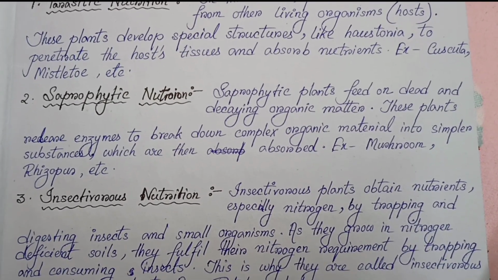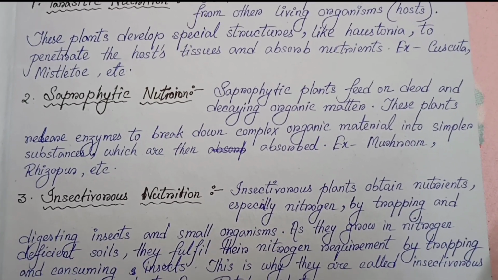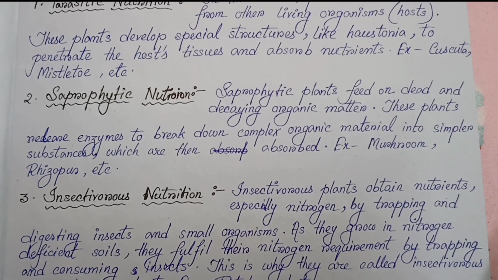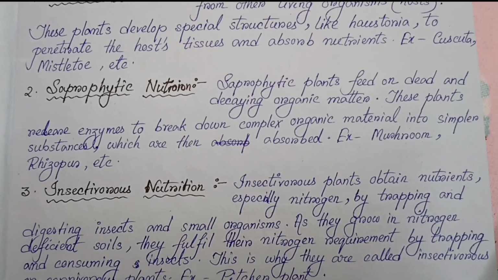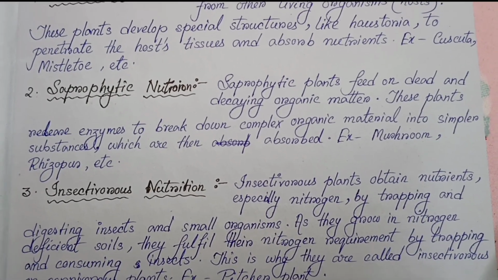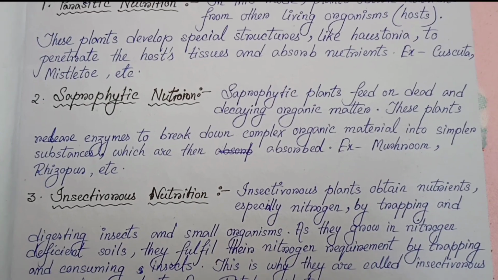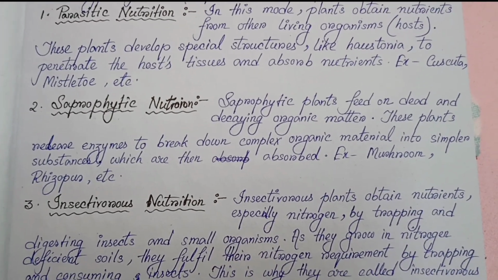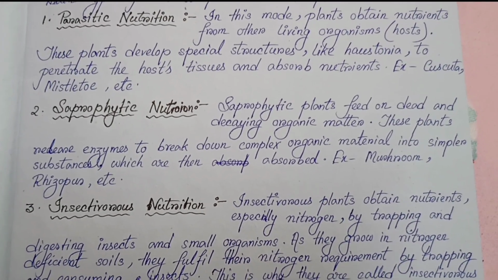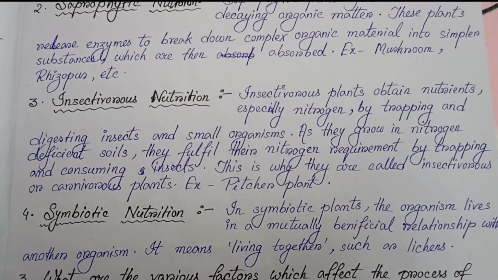Number 2, saprophytic nutrition. Saprophytic plants feed on dead and decaying organic matter. These plants release enzymes to break down complex organic material into simpler substances, which are then absorbed. Example, mushroom, rhizopus, etc.